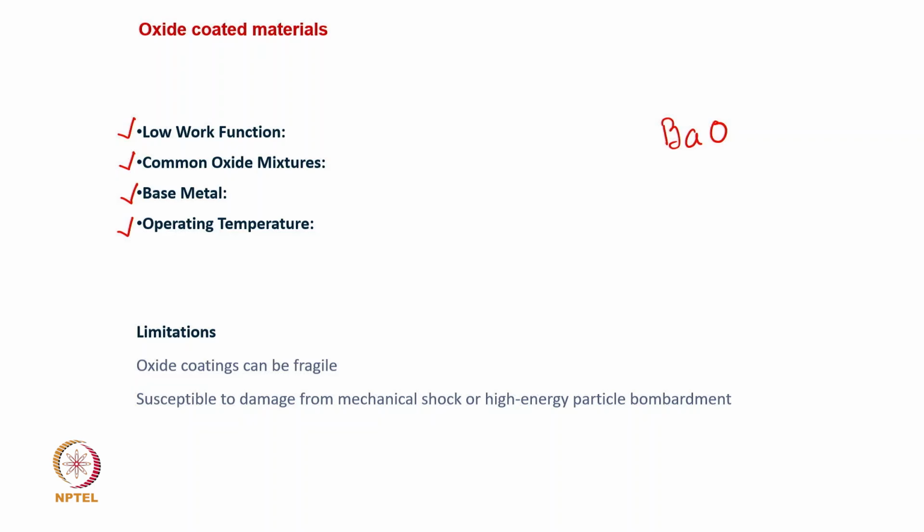So, these are some advantages of oxide material, but they have some limitations. Oxide coating can be fragile, and they are susceptible to damage from mechanical shock or high energy particle bombardment. It happens sometimes if we use these devices in an environment where there is high energy particle bombardment, then there is an issue.